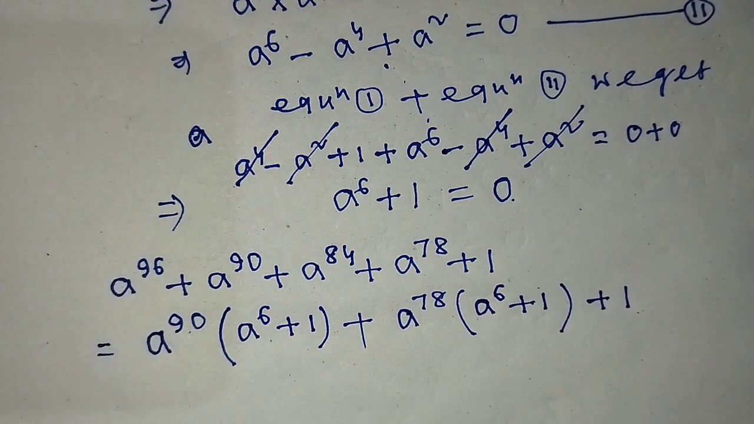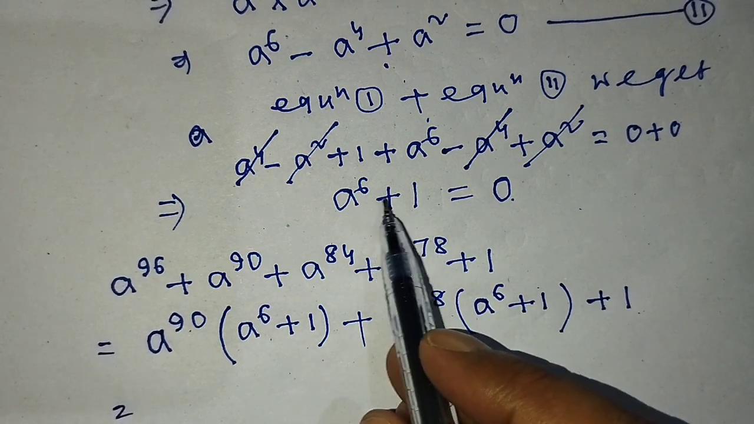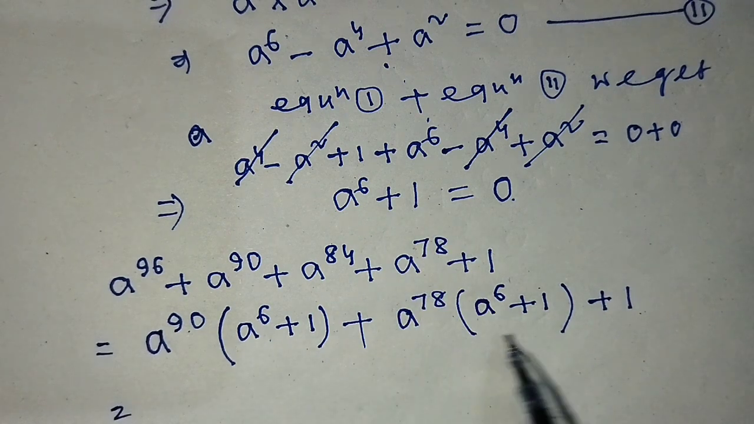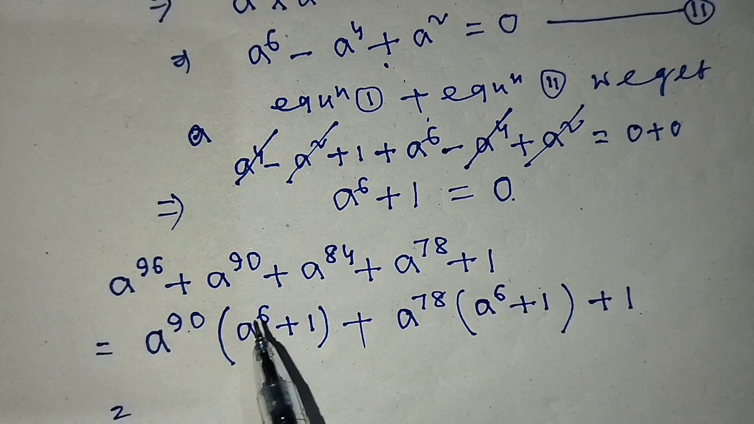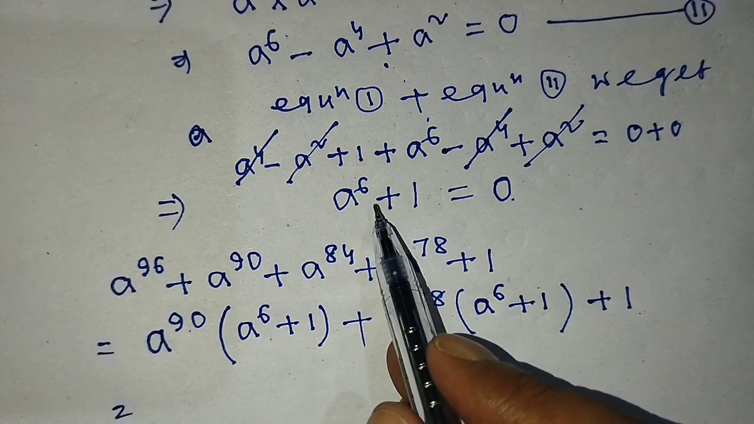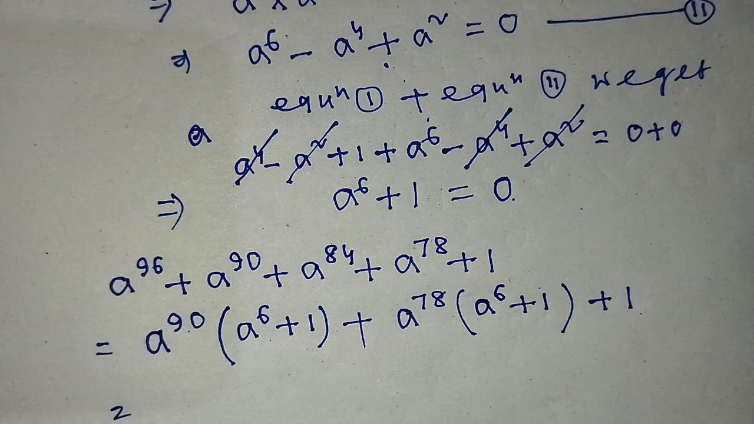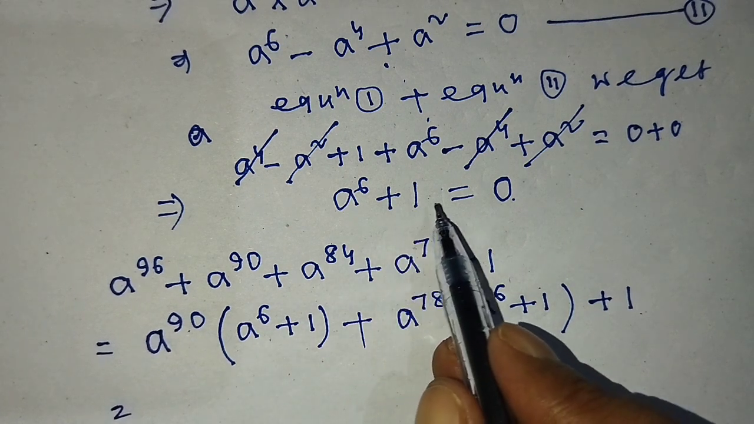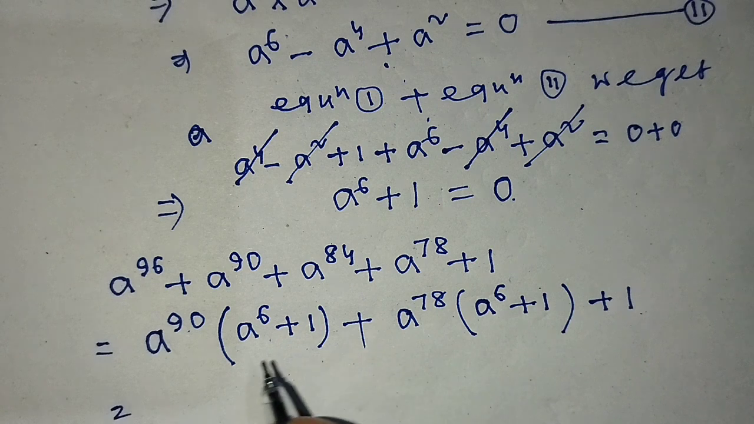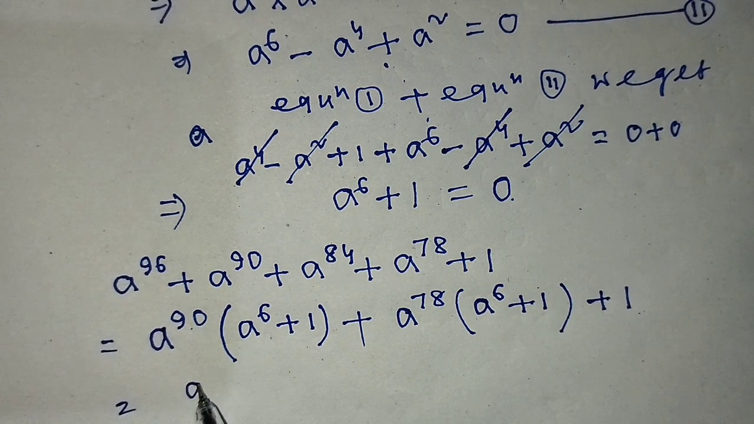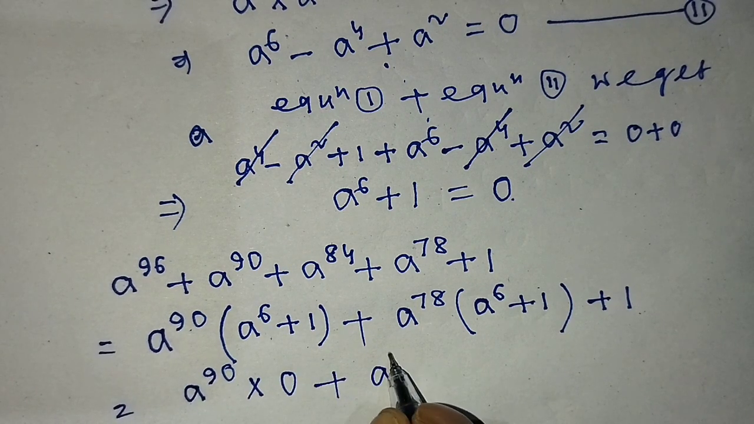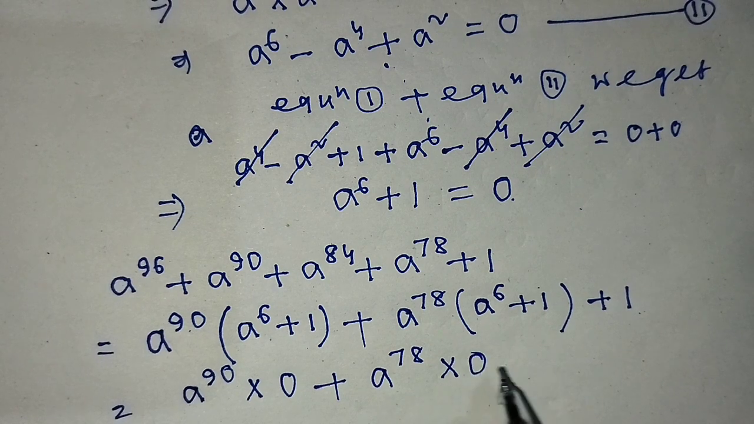Okay student, so my dear student, the value of a to the power 6 plus 1 is 0. So we have to put the value of a to the power 6 plus 1 in this algebraic expression. Then we are able to find the value of this algebraic expression. So after putting the value of a to the power 6 plus 1 equal to 0 in this algebraic expression, we can write in here a to the power 90 into 0 plus a to the power 78 into 0 plus 1.